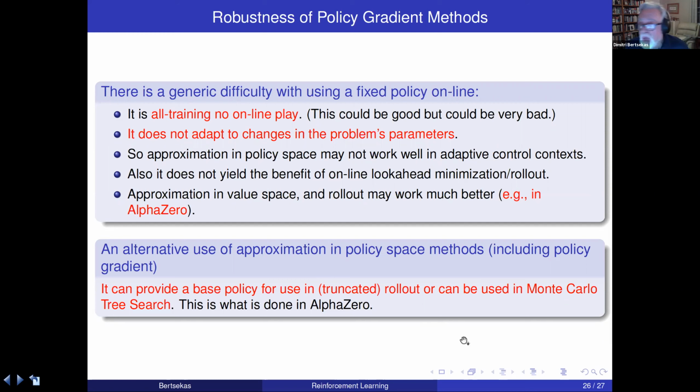Okay, are there any questions here? I'm just kind of curious if you've seen any papers where people have successfully found good policies using evolutionary methods.